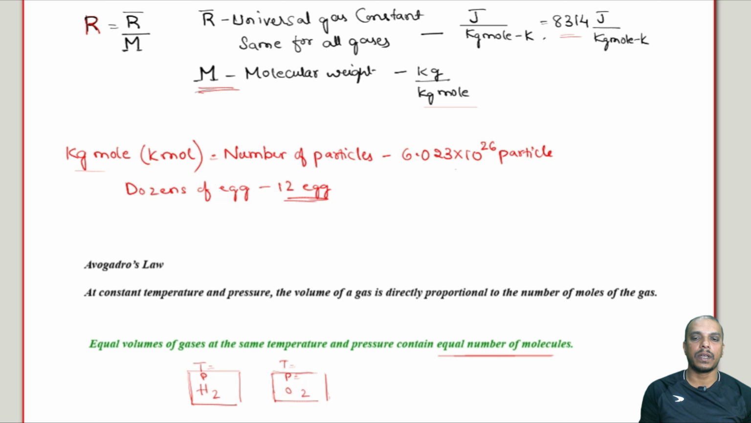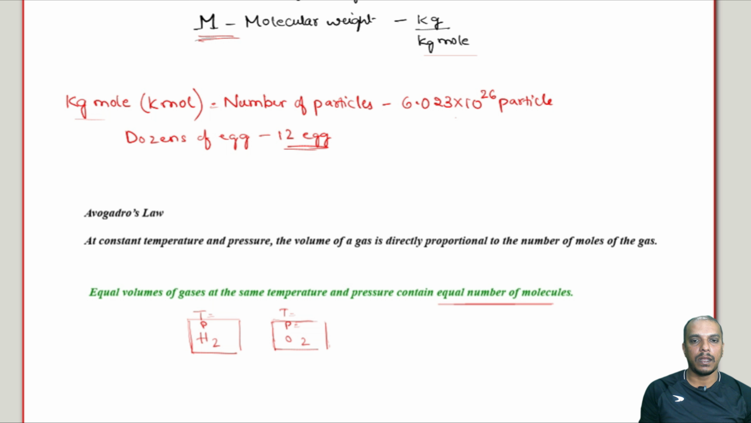So, equal volumes of gases at the same temperature and pressure contain an equal number of molecules. In other words, volume is proportional to the number of molecules, or we can say V by N of one particular gas and V by N of another gas will be the same. So, that is what Avogadro's law talks about.